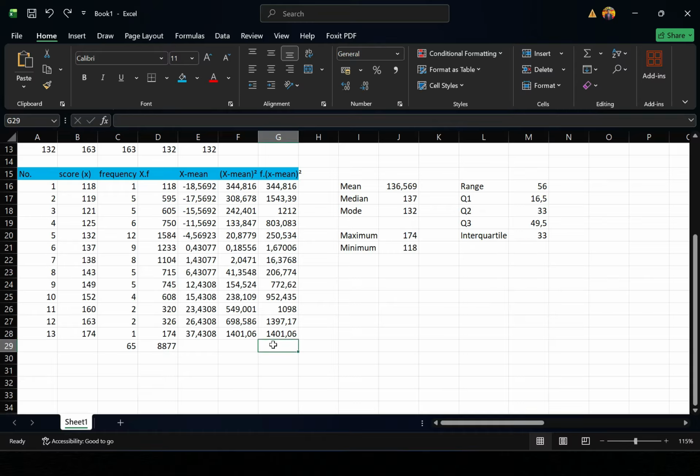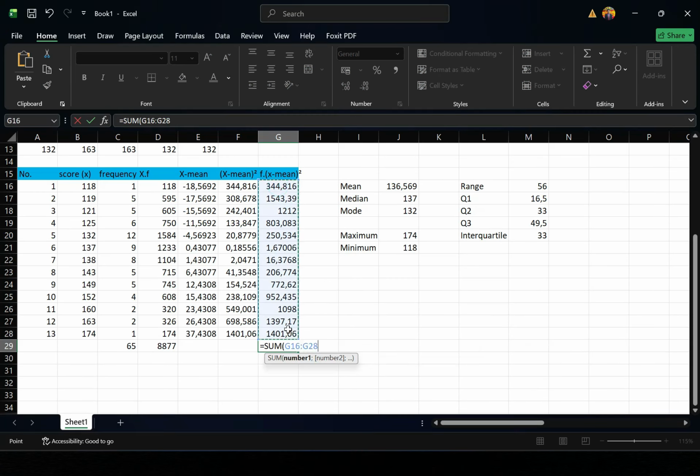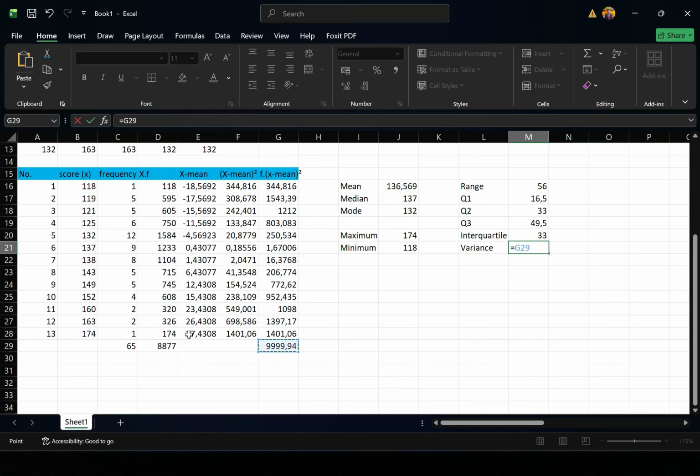For the variance, you just have to sum the f times (x minus mean) squared and then divide it by the frequency minus 1. With standard deviation, just use the square root of the variance.